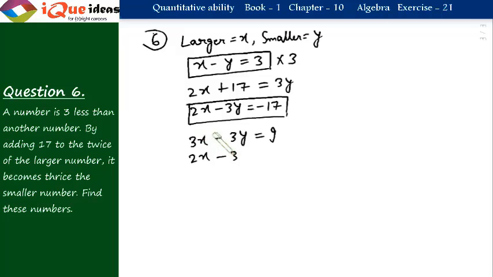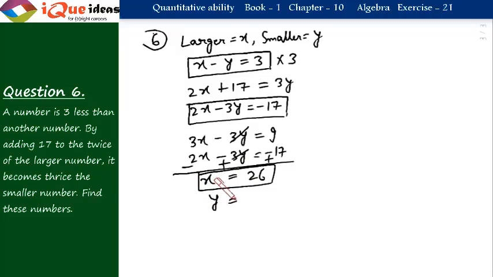Now, when you subtract, 2x becomes minus, 3y becomes plus, 17 becomes plus. So 3y and 3y get cancelled. 3x minus 2x is x, and 9 plus 17 is 26. So the value of x is 26. And because x minus y is 3, y will become 23. So the numbers are 26 and 23. The larger number is 26, smaller number is 23.